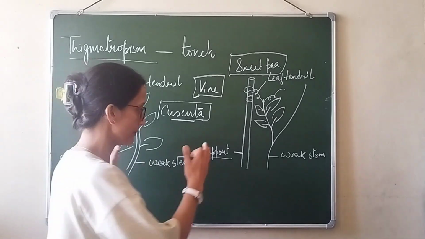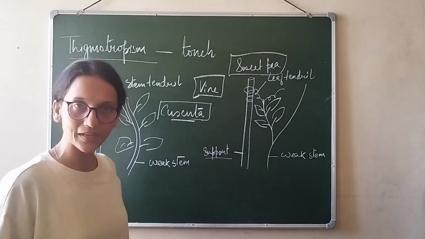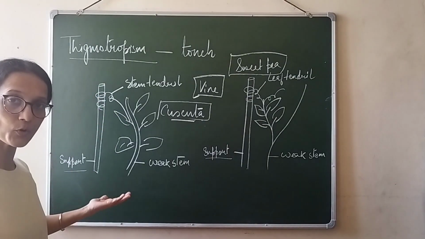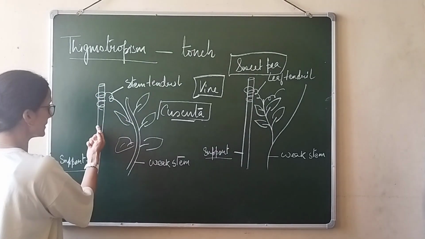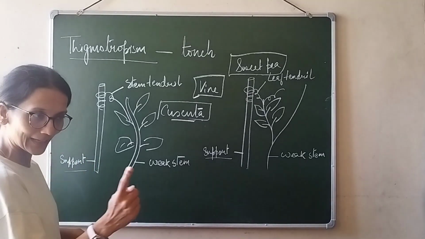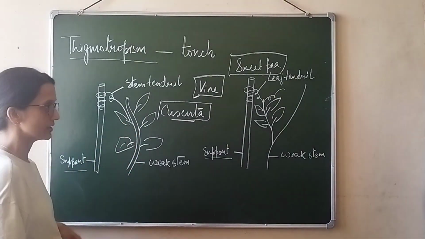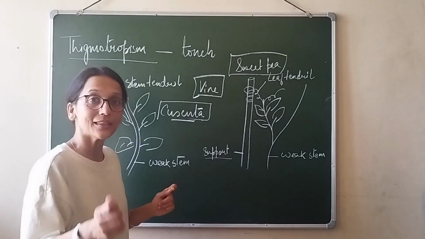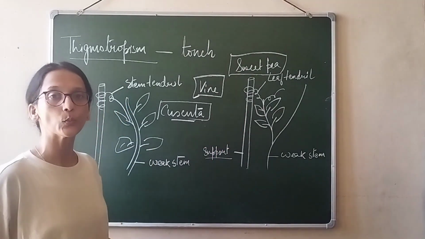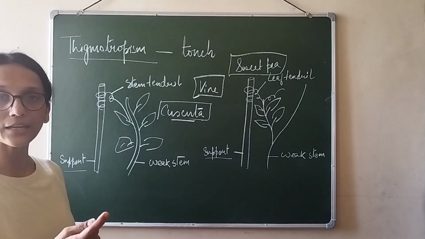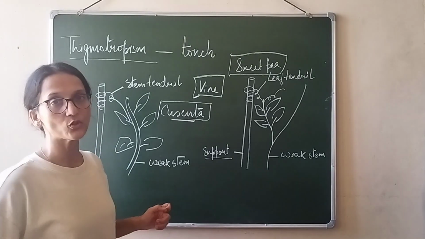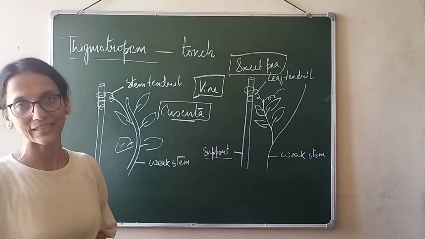You need to remember that the similarity between these is that they have a weak stem, that is why they need support to grow. In one case the stem is modified as a tendril, and as soon as it comes in contact with the support, it gets the stimulus of touch and starts to coil around it. Similarly, in this case, the leaf is modified in the form of a tendril, and as soon as it comes in contact with the support, it coils around it for standing erect. So in both the cases you see, it is the touch which is acting like a stimulus.